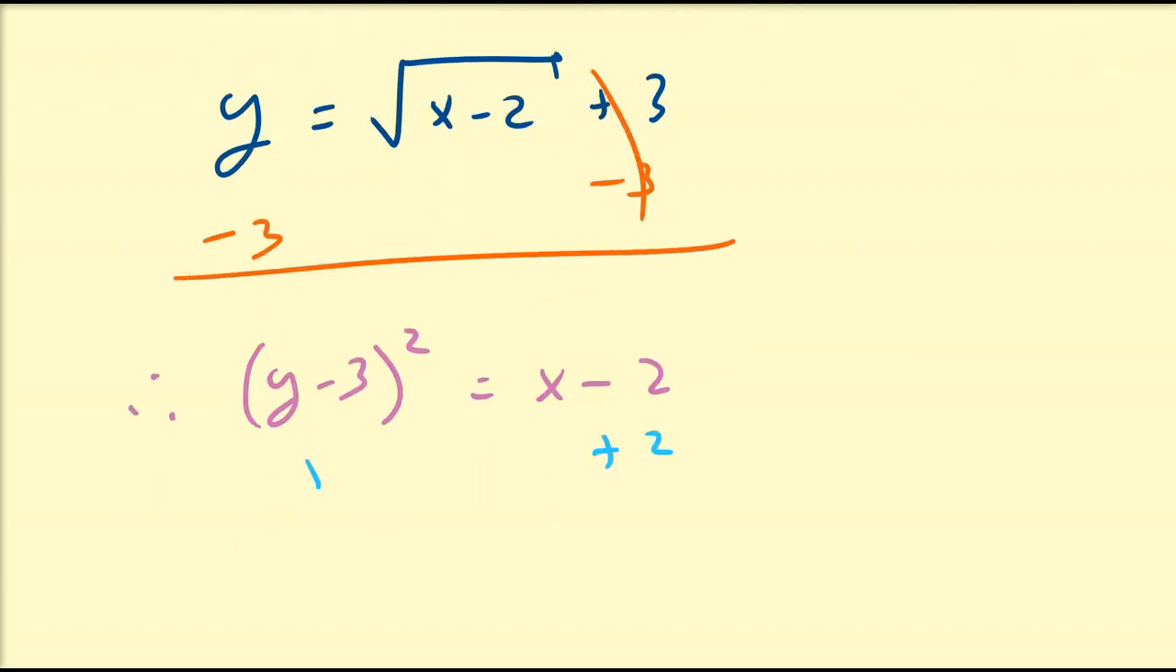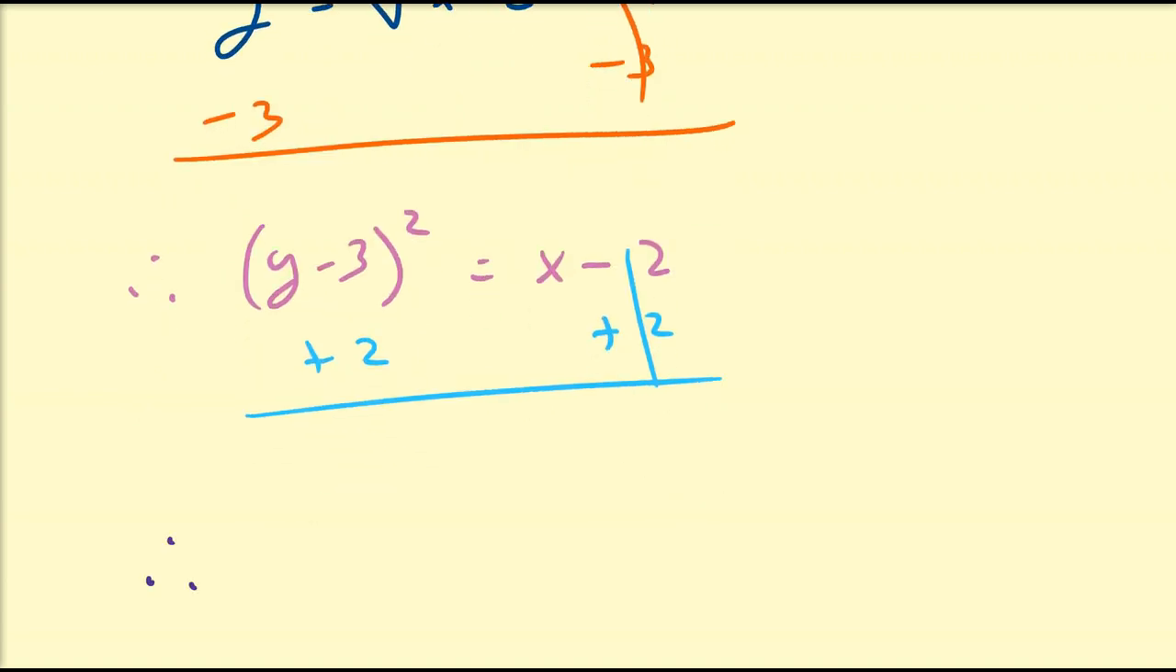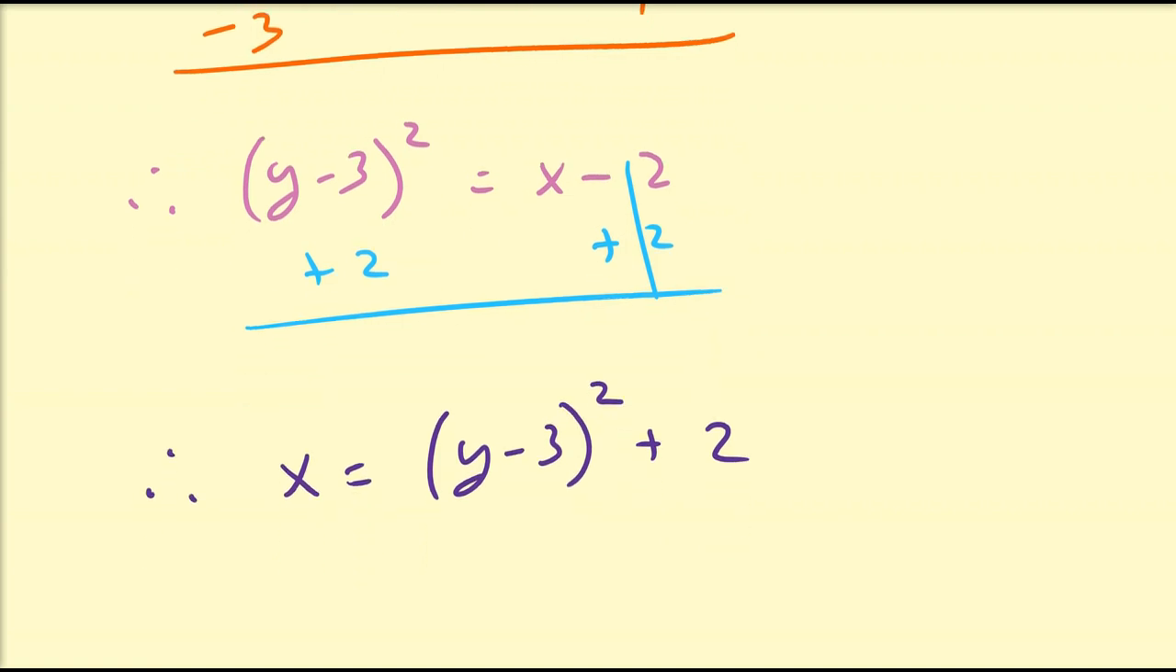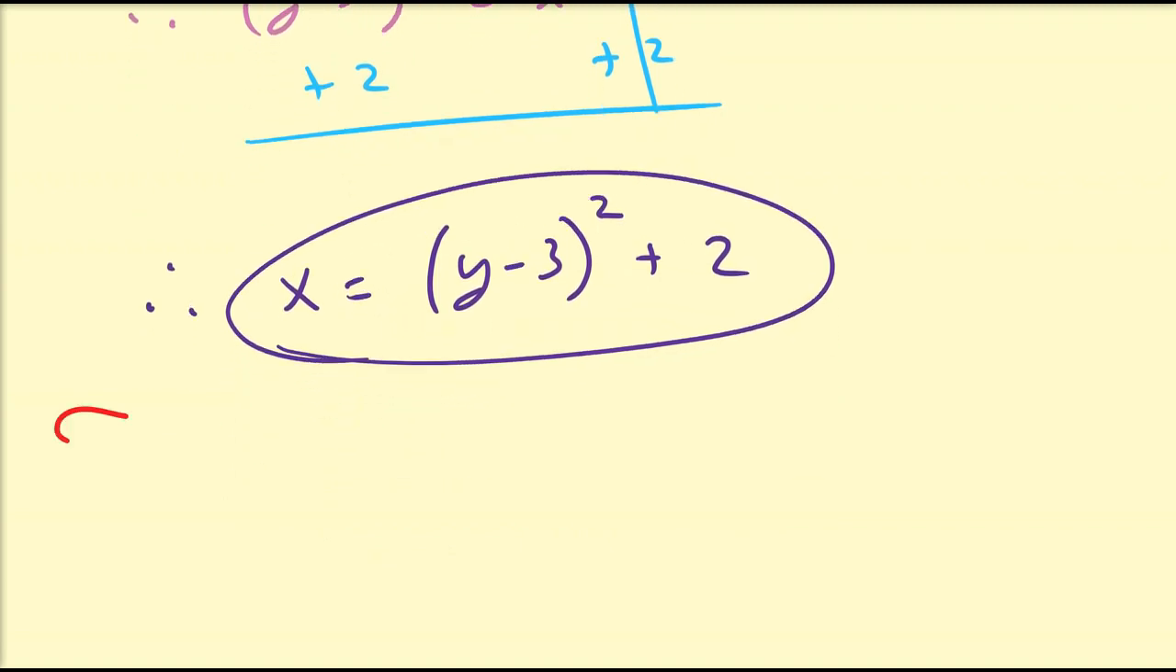And then I'm going to add 2 to both sides of this equation. So this is going to say x is equal to (y minus 3) squared plus 2. So this is still almost the graph of the original, but it's slightly different, right? Remember, the square root graph is just the top of the parabola, and this is the complete quadratic, the top and the bottom. So this is not the same relation as the original, right? And that's an important statement to make.